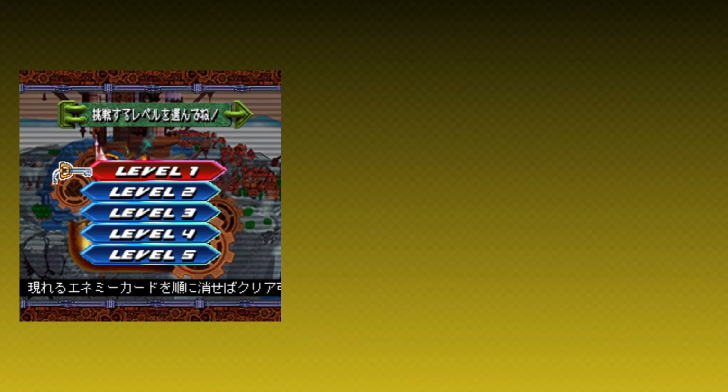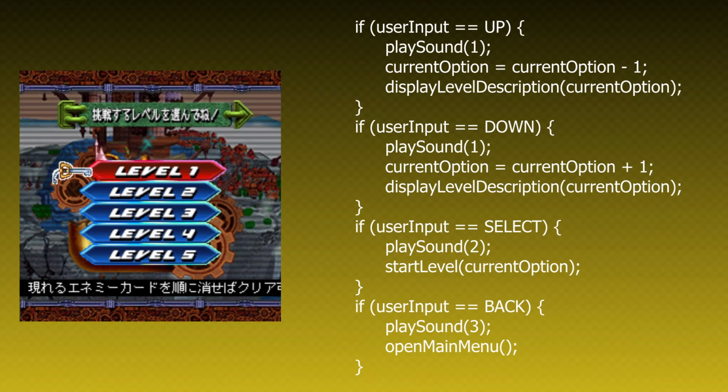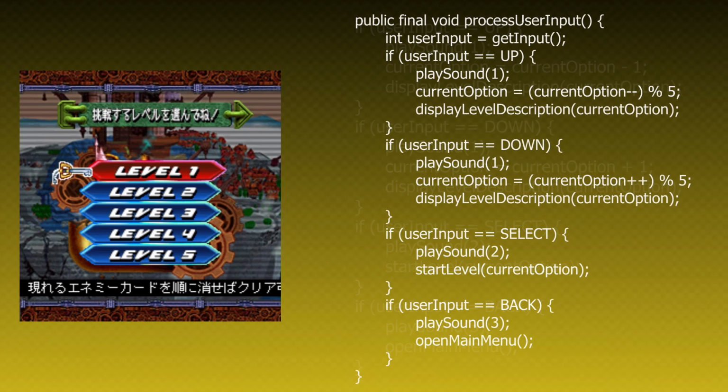Imagine the level select menu for a game. In a normal world, the code would look something like this. The code looks at the value of the player input and chooses an operation based on what button it is. Even if you don't have any programming experience, you can probably understand what's going on at a basic level. Pressing up or down changes the currently selected menu option and displays its description. Pressing start selects the chosen level, pressing back sends you to the main menu, and each option also plays a sound. Now, the actual code would have more complete syntax and some extra math to handle wrapping around the top and bottom of the menu, but this is the general idea.